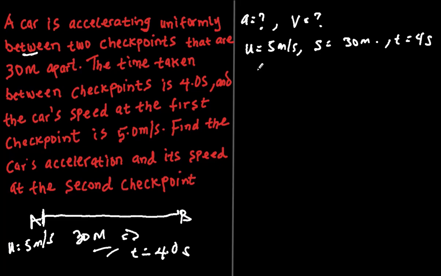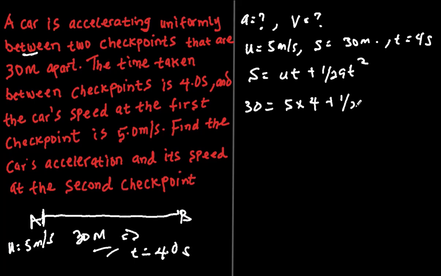Then we use our equation of motion, s equals ut plus half at squared. That is the equation that has all the parameters. So our s is 30, u is 5 multiplied by time 4, plus half times a, which is unknown, times t squared, that is 4 squared. So 30 equals 5 times 4, which is 20, plus half of 4 squared, which is 16, half of 16 is 8.